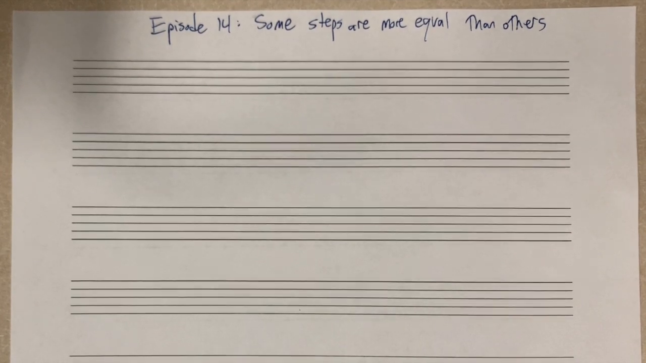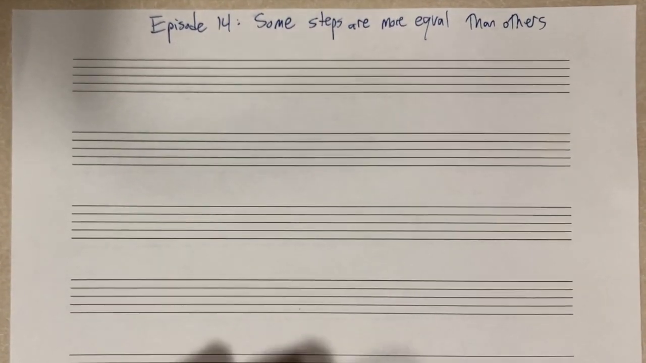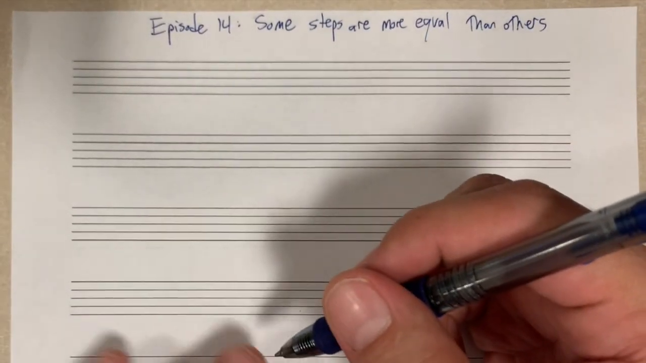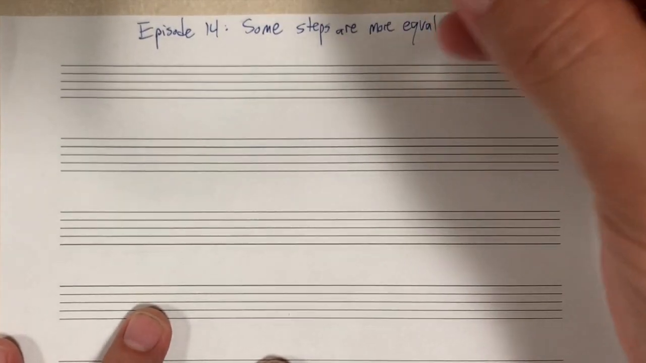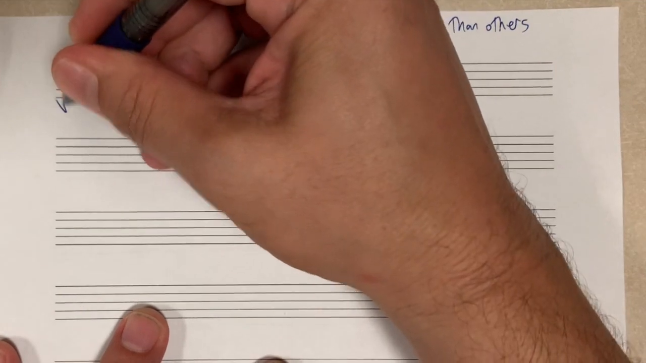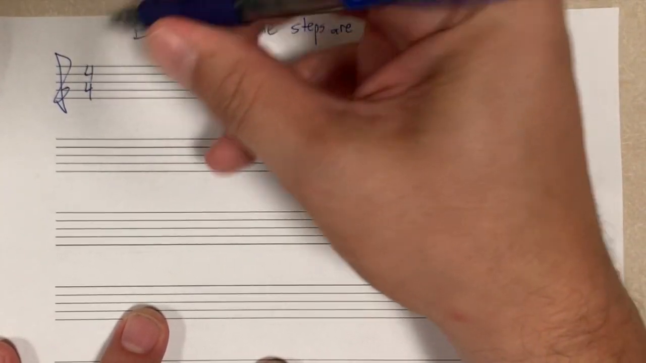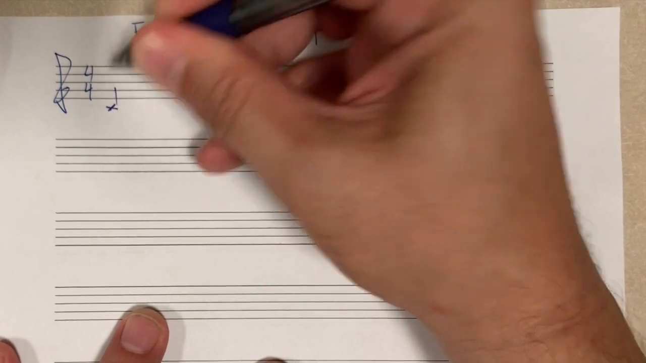Some steps are more equal than others. I got sick of Mary Had a Little Lamb. Let's do another great classic song. How about this song? It's in 4/4 time. Let's do it in the key of C major.